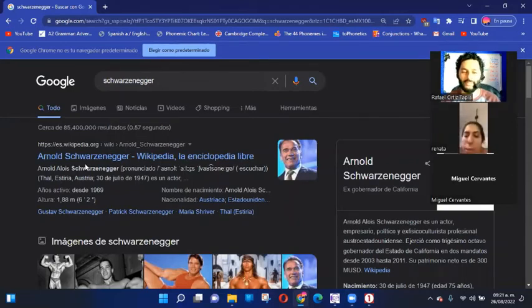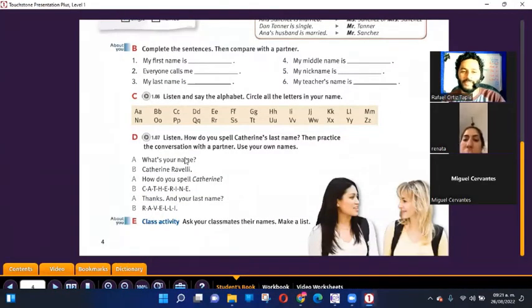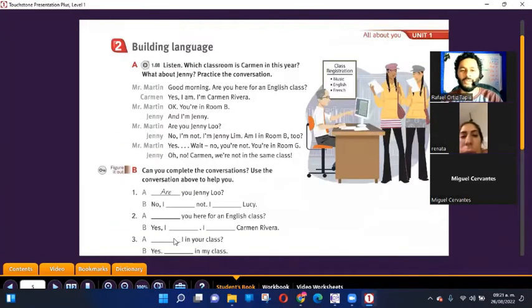Exactly. Okay. All right. So you know how to do it. So it says here, how do you spell Catherine's last name? Okay, so you already know this. I think we can skip that one. Then we can move on to the next part, which is which classroom is coming this year? What about Jenny?